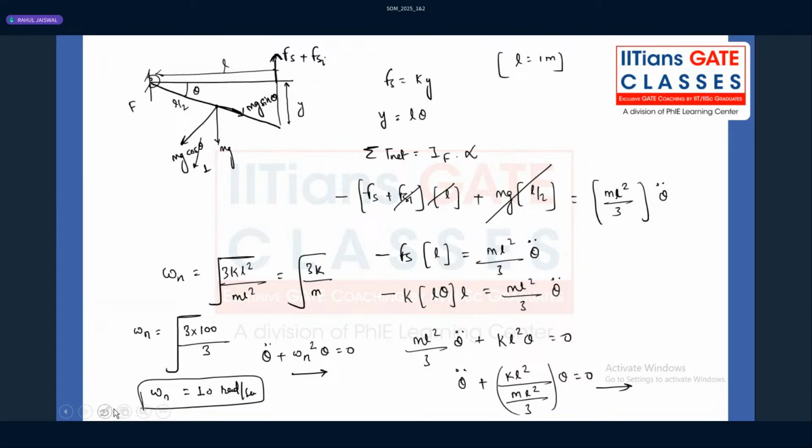If you have any other doubt, you can just mention in the chat section. Now again, you can solve this question within 2 steps also. Directly you can start from here, you can disturb the system, you can get the answer.